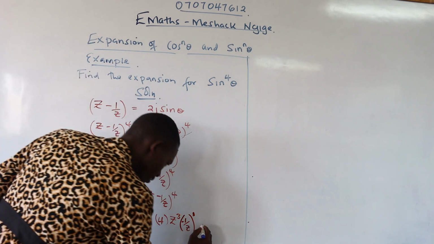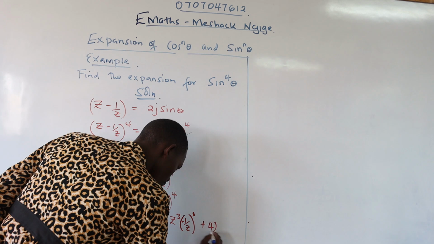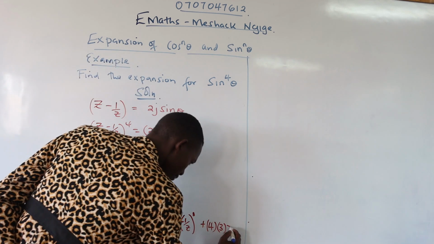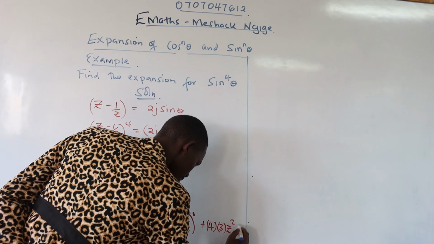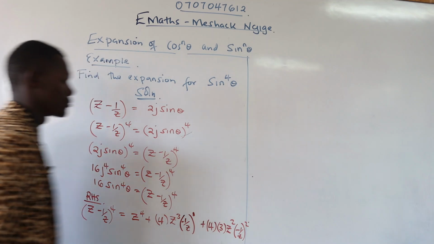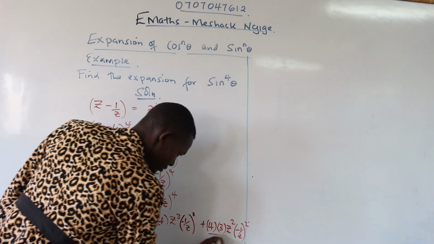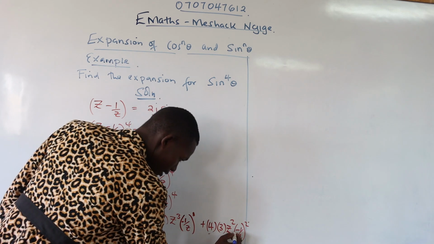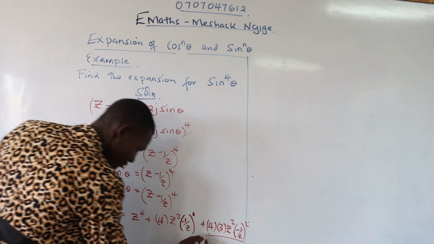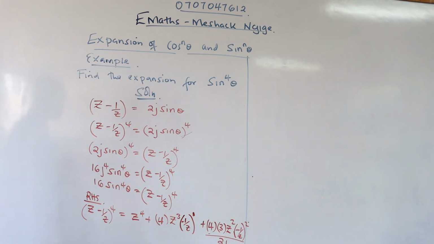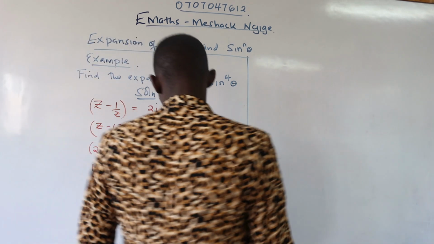Then we go to the next term. So we have 4, we drop 3. Then we have z squared, then negative 1 over z, again it will be squared, but now here we shall have 2 factorial. Are we together? Then we go to the next term.